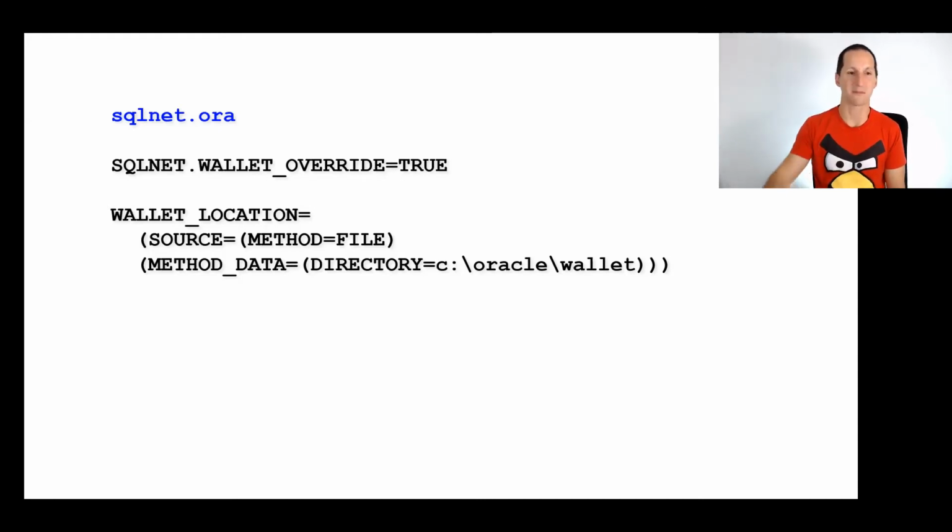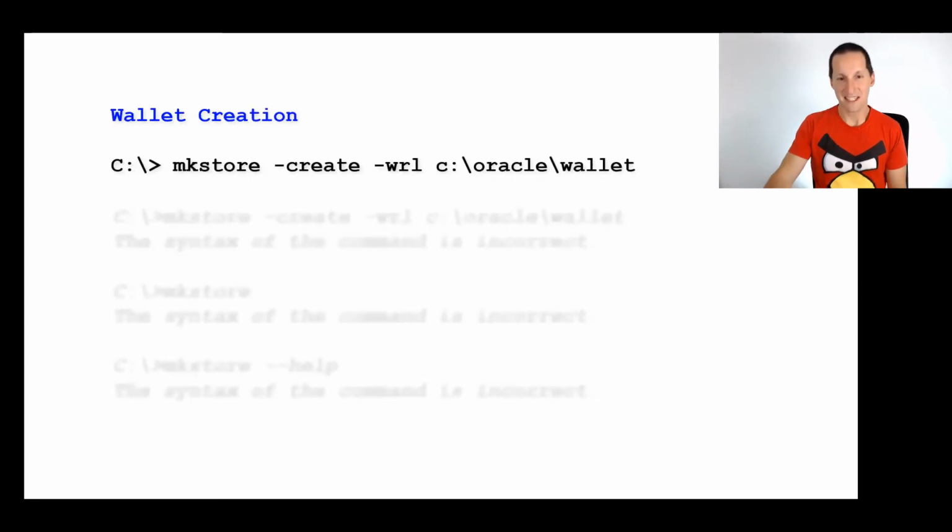That's where my wallet is going to be stored. The next thing I need to do is create that wallet, and I create it with what we call the mkstore command, passing in -create -wrl, which stands for wallet location. Now I'm going to put it in C:\oracle\wallet.